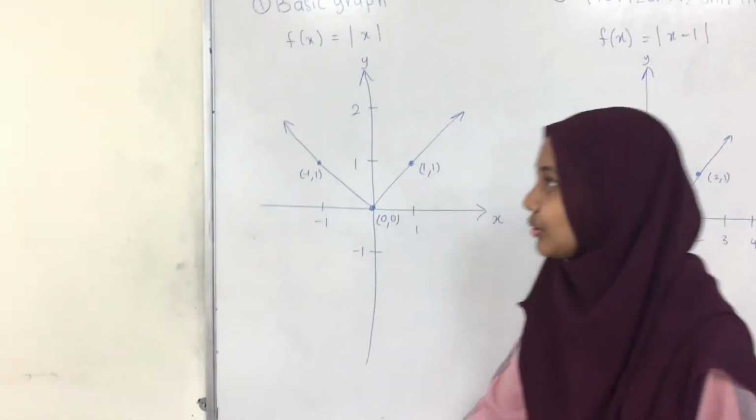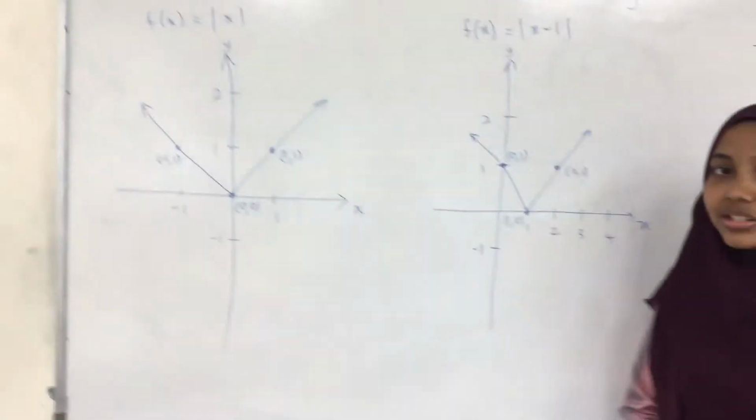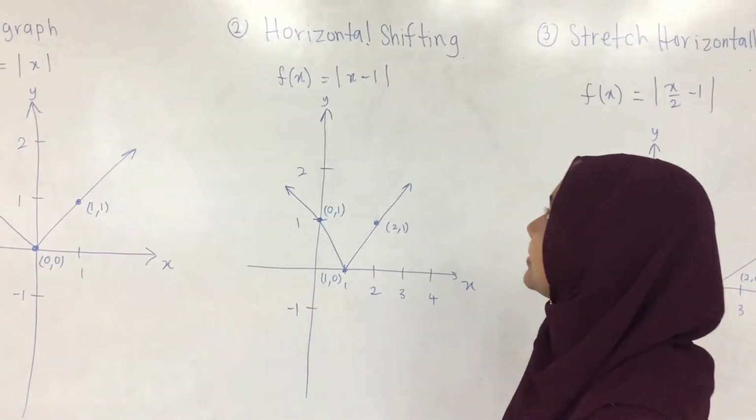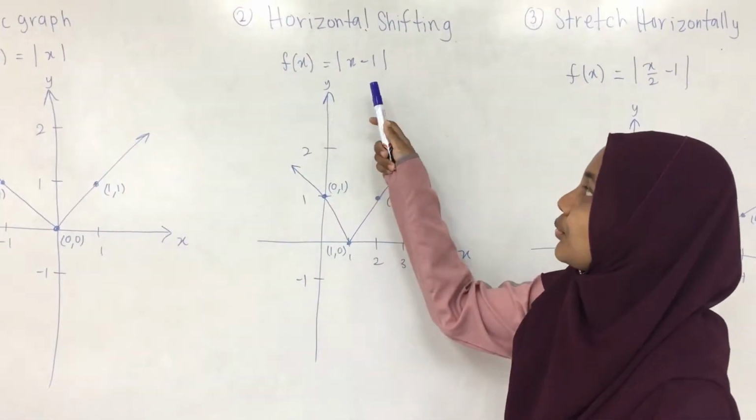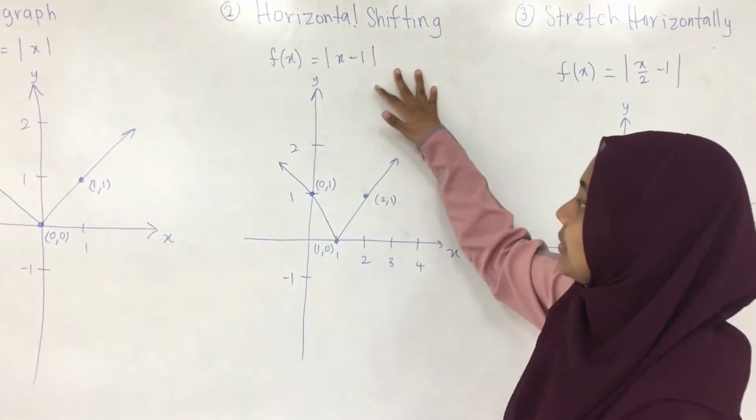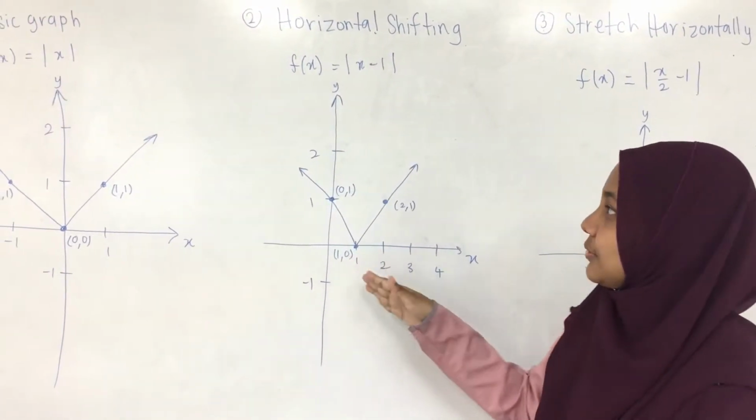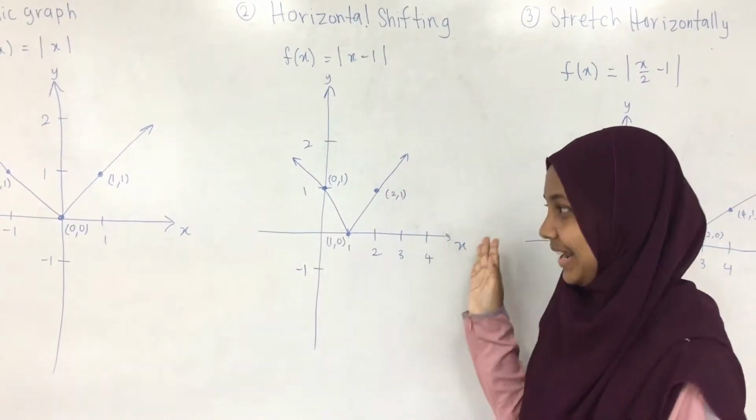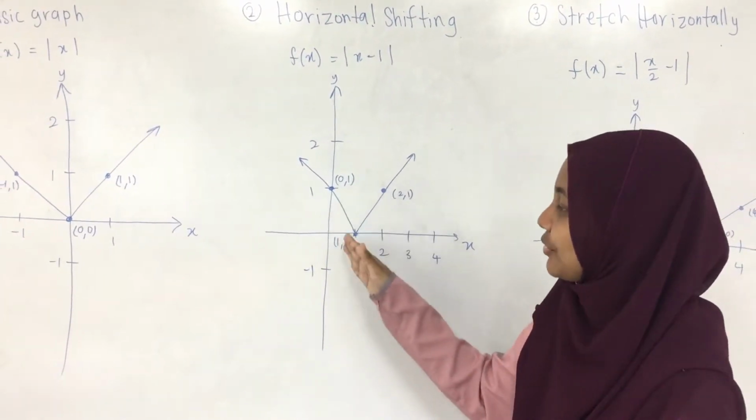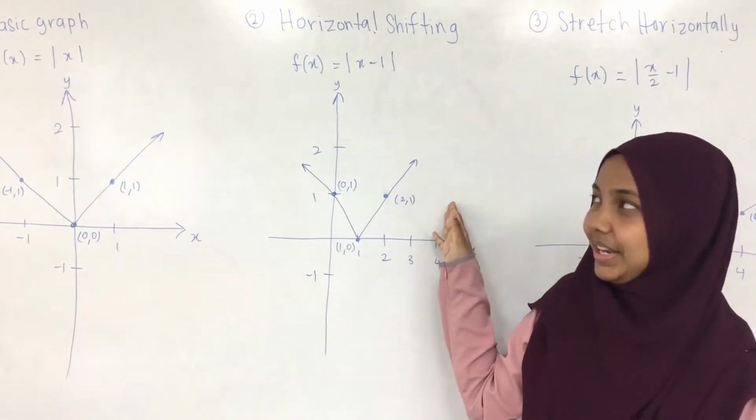Next, we are going to continue with the horizontal shifting. From the function given, f(x) equal to modulus of x minus 1, which means we need to shift the points by 1 unit to the right. And the points will be (0, 1), (1, 0), and (2, 1).